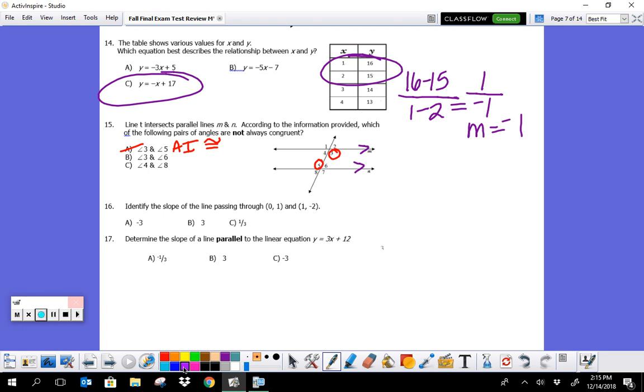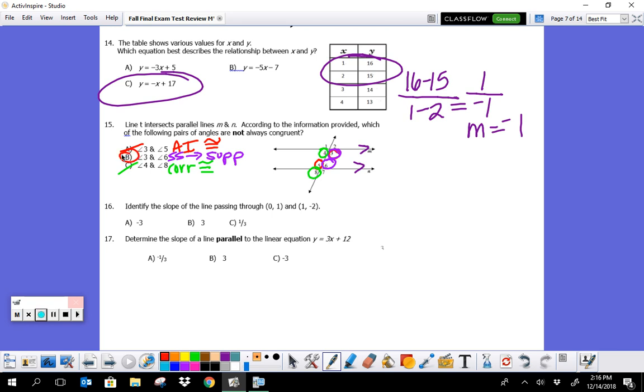3 and 6, those are same side. Remember, anything I said that is same side is going to be supplementary. So that should be my answer, but let's check the last one. 4 and 8, those are both in the bottom left section of their little area, so those are corresponding, which means they're congruent. So our answer here is B.